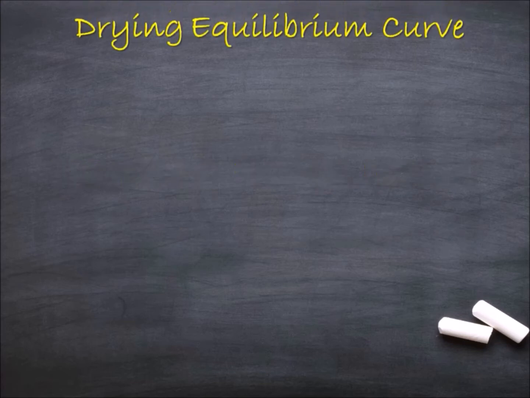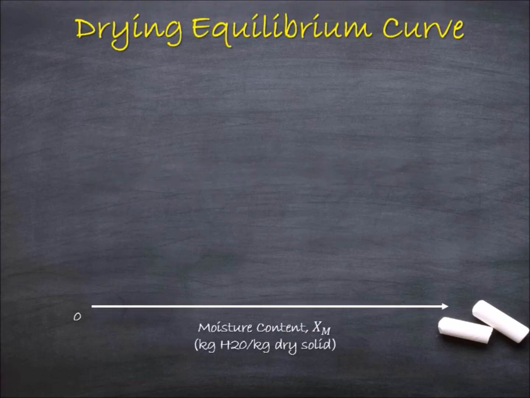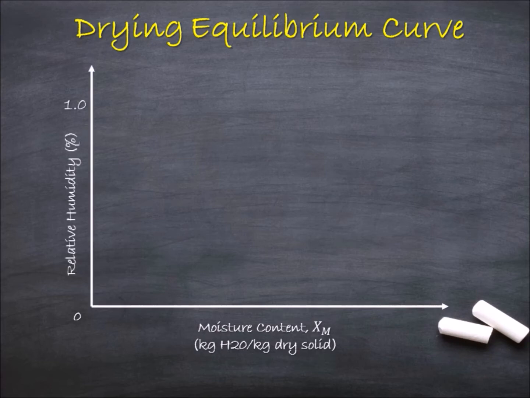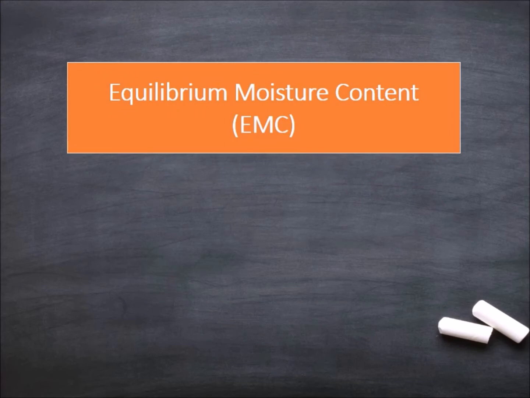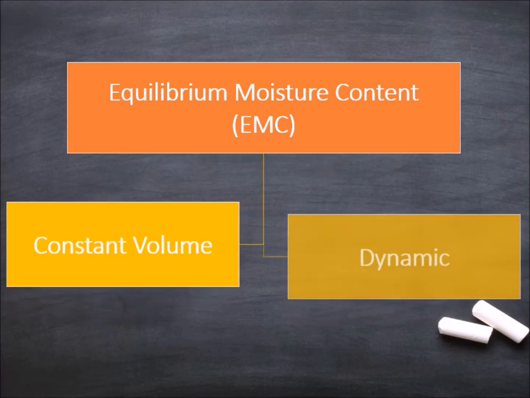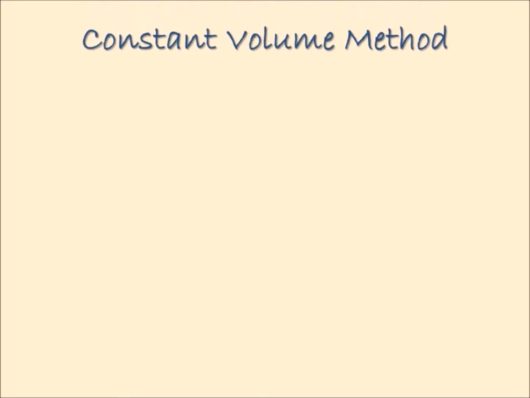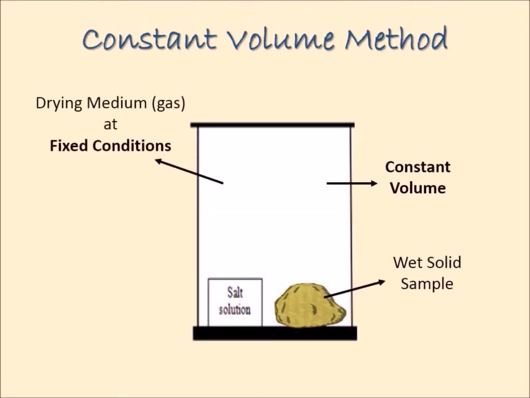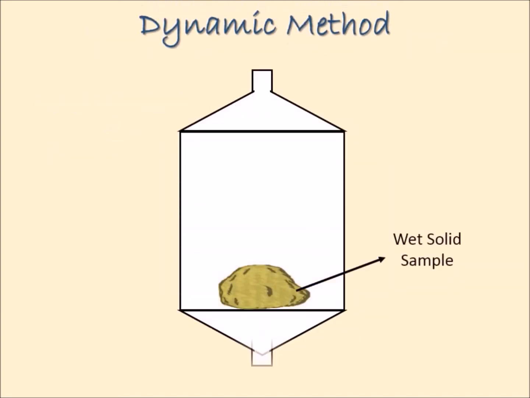Drying equilibrium curve is the relationship between the solid moisture content, which is the x-axis, and the surrounding humidity, which is the y-axis. This equilibrium curve can be determined experimentally by constant volume method or dynamic method. Constant volume method involved placing a solid sample in an enclosed volume of certain humidity for a long period, while dynamic method involved gas flow at certain humidity until equilibrium is achieved.